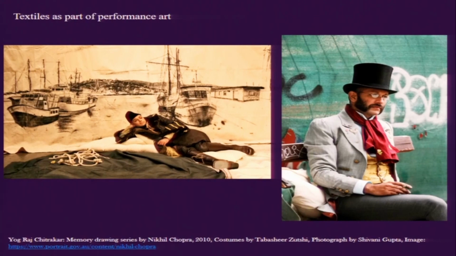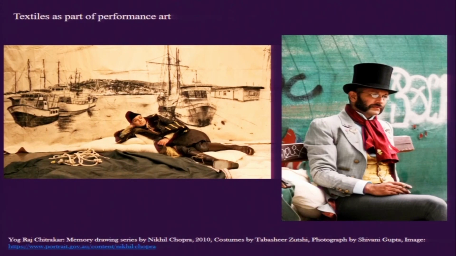And Yogaraj Chitrakar is a fictional character he came up with; Yogaraj Chopra was his grandfather, who was a landowner. At the same time, he was also a landscape painter and drawer. So he embraces this fictional identity of Yogaraj Chitrakar, who travels to different places, embraces different identities, and carries out these drawings. If we see the details of the work, the costumes are designed by Tabashir Jutsi, and the photographs are by Shivani Gupta.